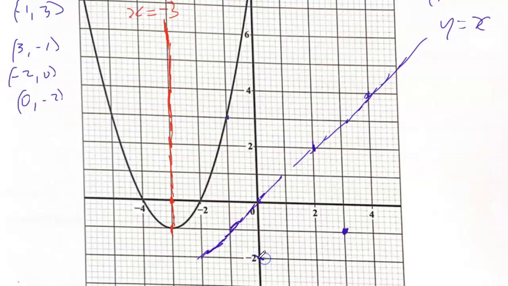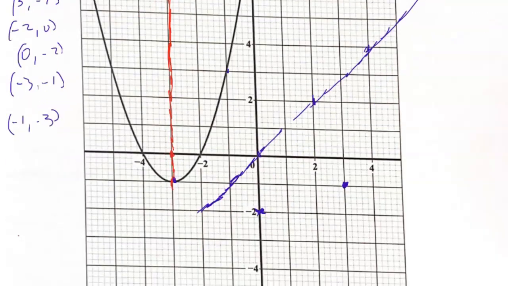So that's how we identify the graph of the inverse function. Just get some points it should pass through. This is negative 3, negative 1. So negative 3, negative 1 will become negative 1, negative 3. Negative 1, negative 3 would be around here, something like that, all right?